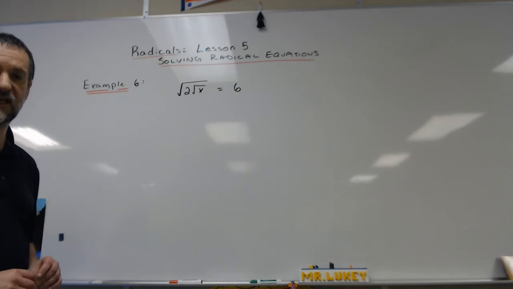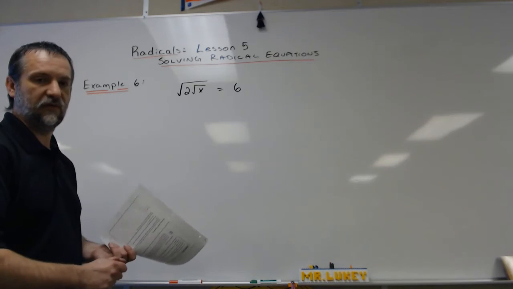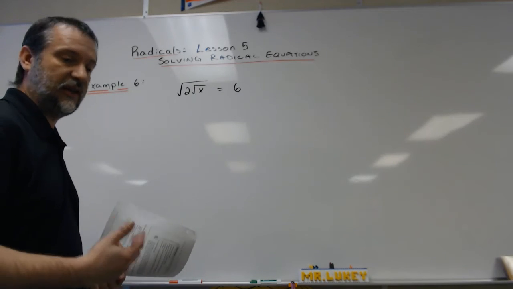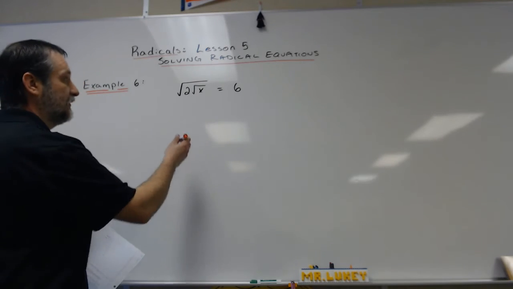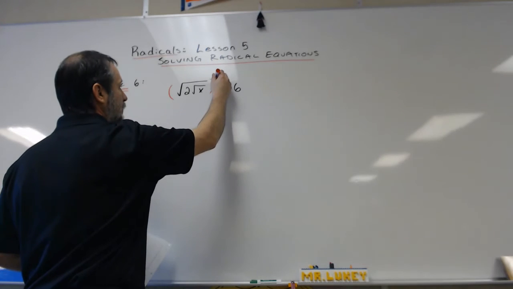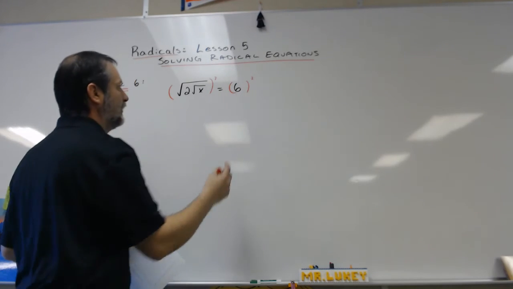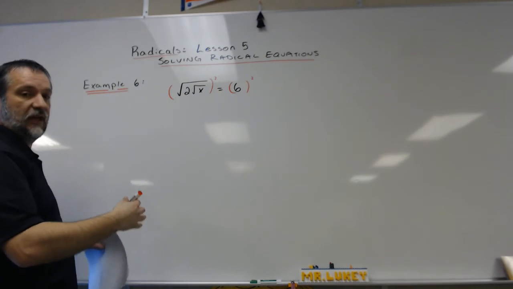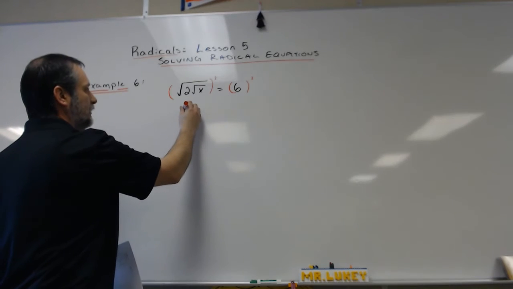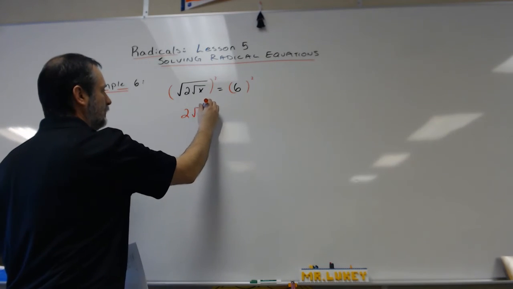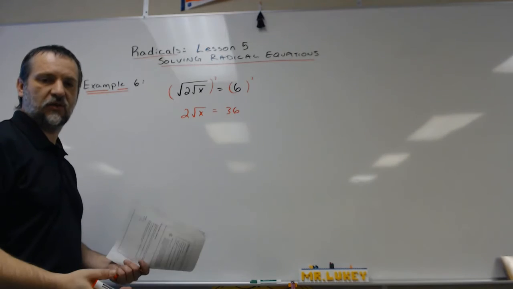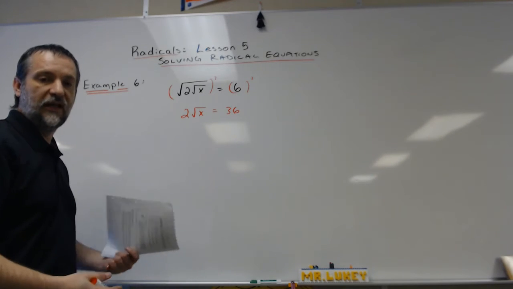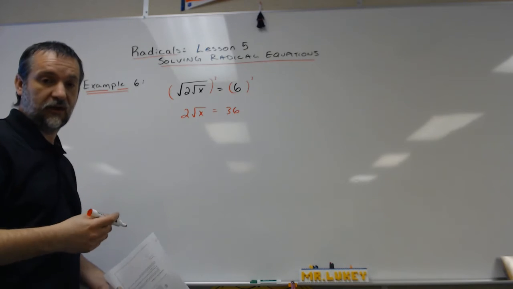Okay, so example 6, we're just looking at a square root of a square root now. Nothing changes here. Yes, they're within each other. It's just a matter of making sure, when I square the left side, I'm just getting rid of the outer square root. So now it's just 2 times the square root of x. I got rid of the outer one. The 6 did get squared to 36.